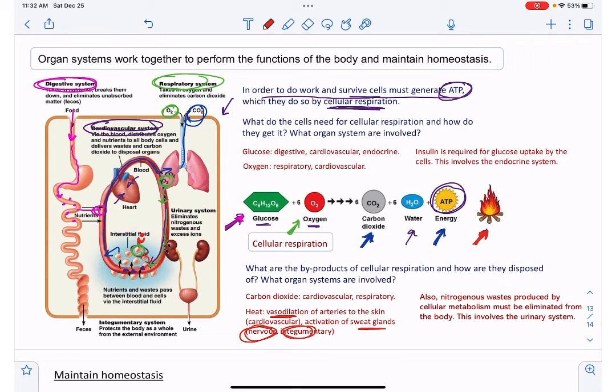The urinary system is also involved in this because these cells, through different cellular metabolic events, are producing nitrogenous waste products that we need to get rid of. So those go into the circulatory system and they're taken up by the kidney, and the kidney removes those waste products in the urine. So the whole point here is that the organ systems do not work in isolation, but rather they're working together to perform the functions of the body.